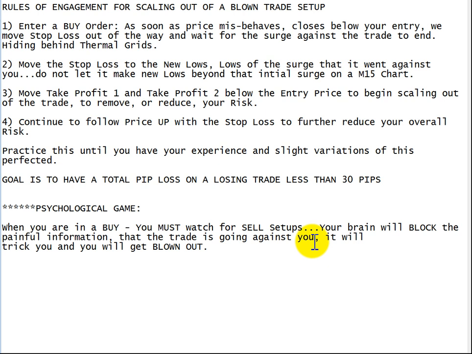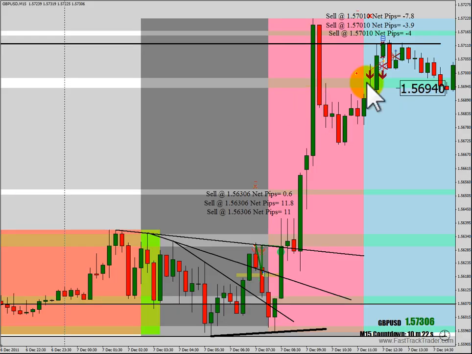It'll block it. It'll confuse you to be so hopeful that you'll just watch this and it'll trick you and you're just going to get blown out. So just because you're in a buy, you have to have rules of engagement that if it misbehaves, you get out. Okay?